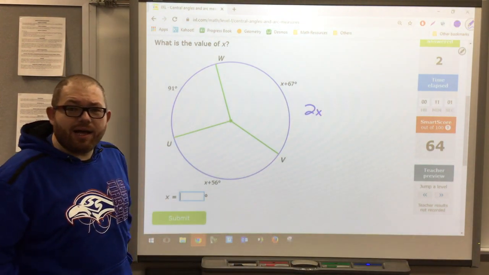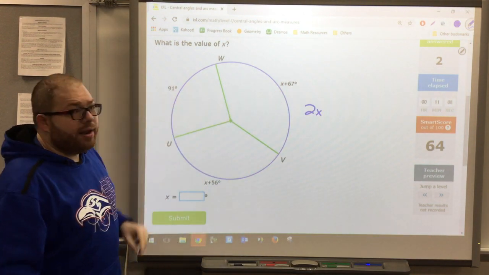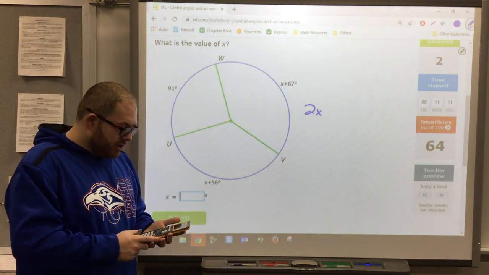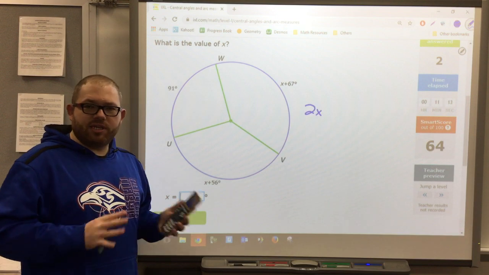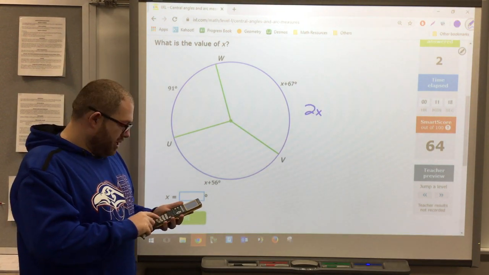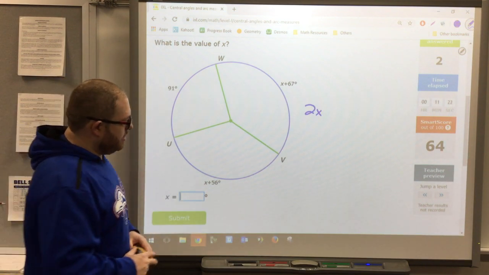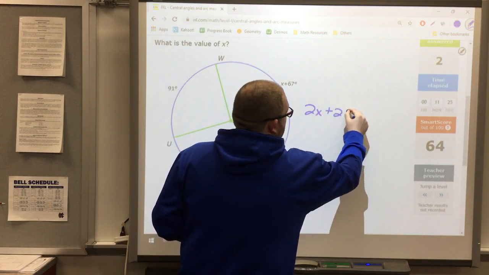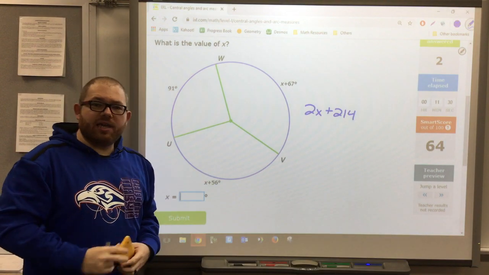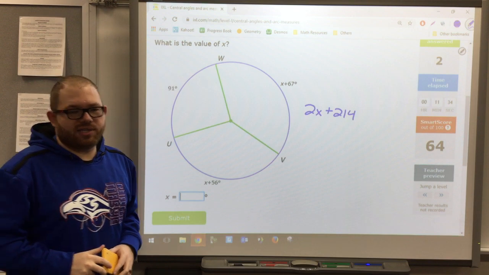Now there are three constant values up here: 56, 67, 91. I would tell all of you to use a calculator on these just because there's a lot of numbers to keep track of. So 91 plus 67 plus 56 is giving me a total of 214. So now that I have added all three arcs together, I just have to remember that the total is 360.